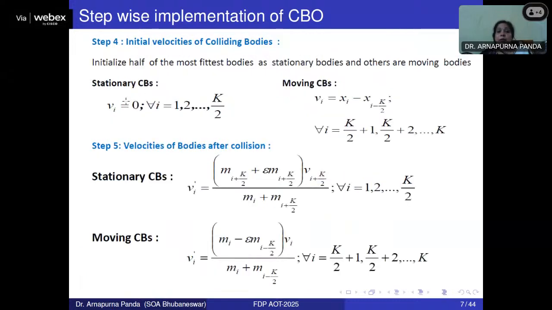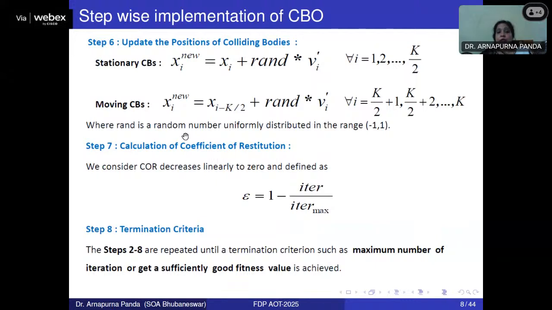The velocity of the stationary body is initially vi equal to 0, and for the moving bodies we give the velocity depending on the position, xi minus x of i minus k by 2. Then after collision the velocity changes to vi dash and vi double dash, the two velocities of the stationary body and the moving body. Then we change the positions of the stationary and moving bodies to xi new. Then we calculate the coefficient of restitution, COR, that is epsilon equal to 1 minus iteration by maximum iteration. It always varies from 0 to 1.